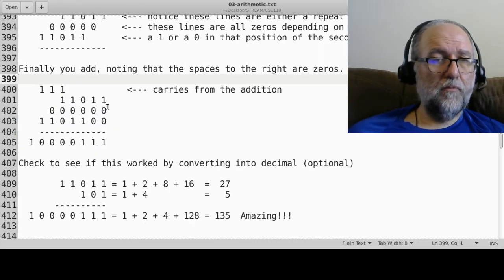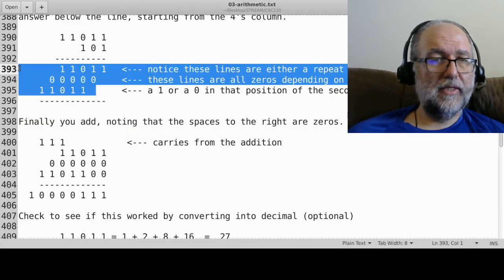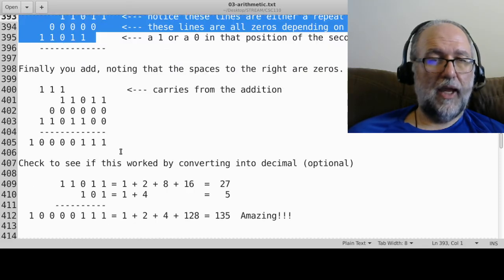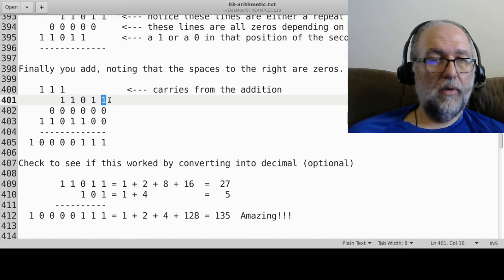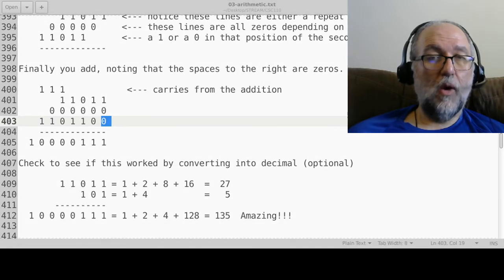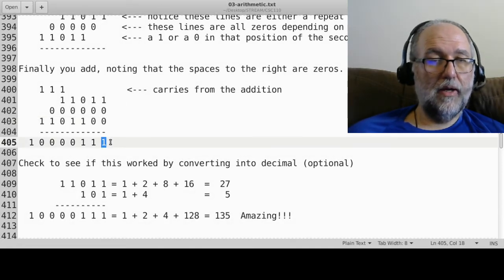Okay, so I'm just looking at this stuff down here, because we're done with the multiplication, the first step. So we've got 1 plus 0 plus 0. If you've got 1 plus 0 plus 0, that's equal to 1.